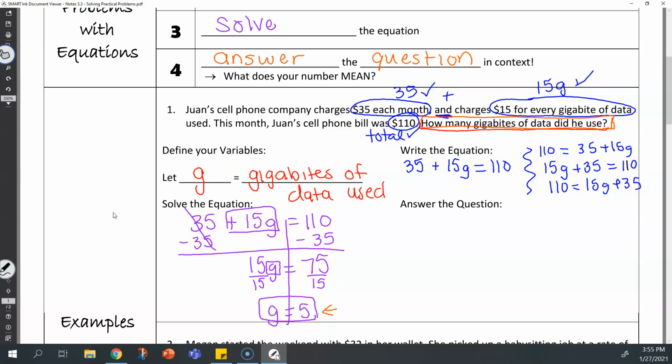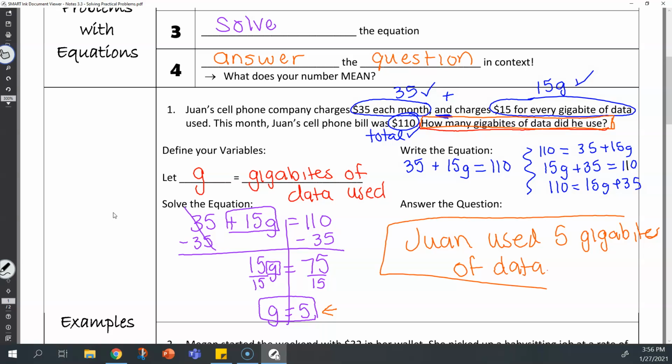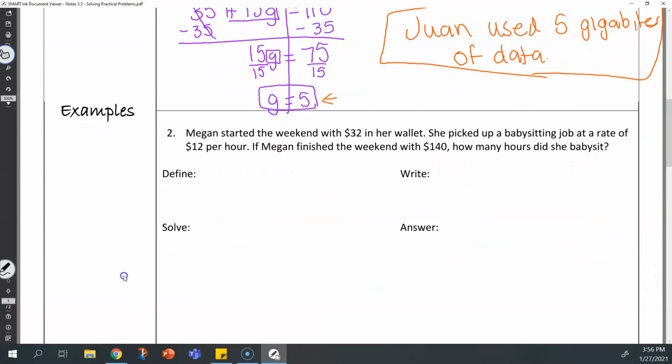So the question said, how many gigabytes of data did he use? The answer is he used 5 gigabytes of data. Okay, 5 as a number by itself does not mean anything. We have to say that that 5 is the number of gigabytes. So if we follow this process, we should be able to solve word problems. Okay, let's look at another example.